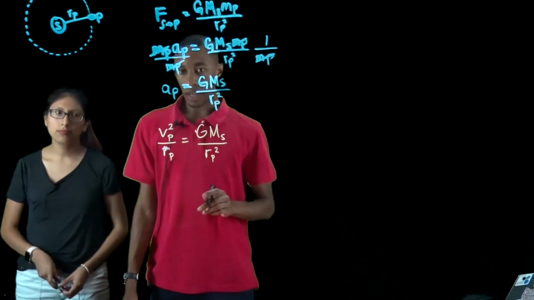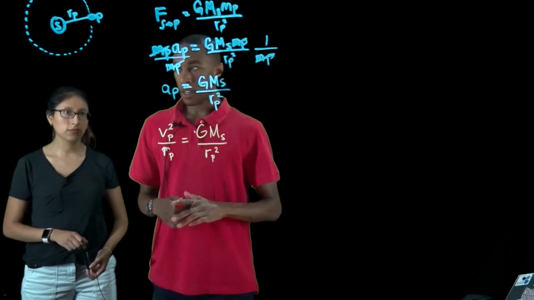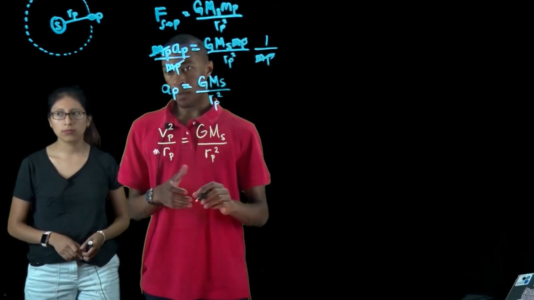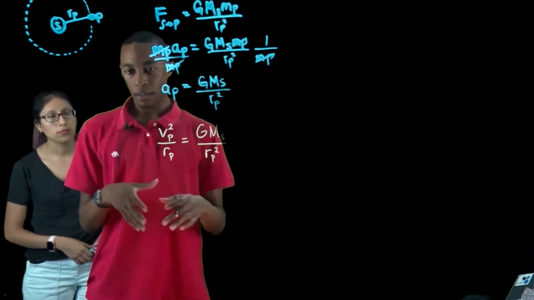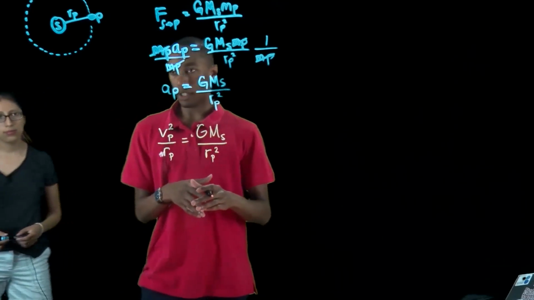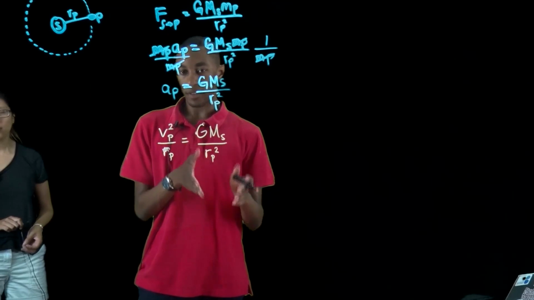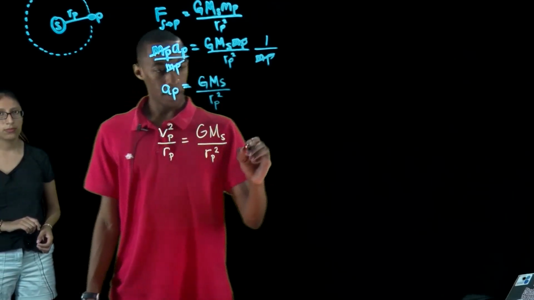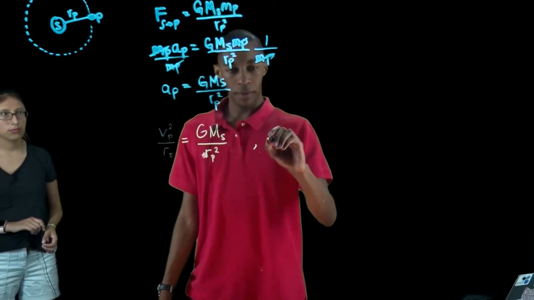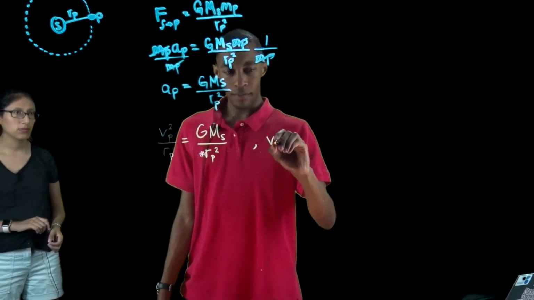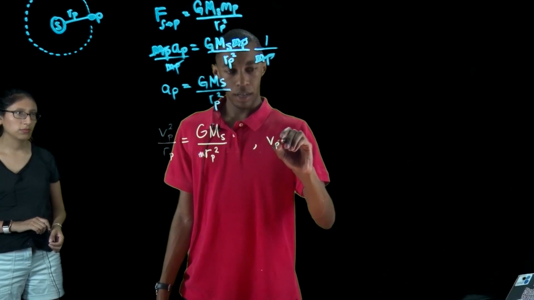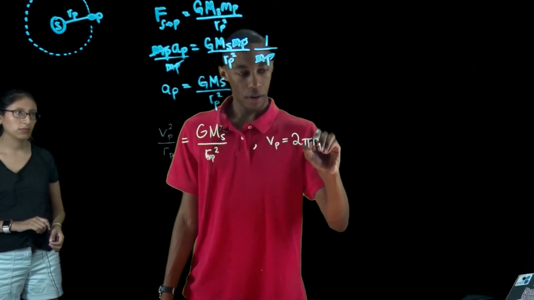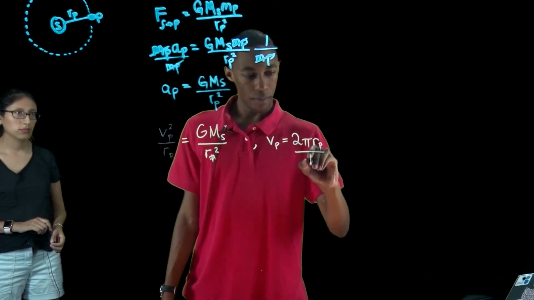And in the next step, we want to use the fact that the velocity of the planet is equal to this quantity related to the period. It's actually equal to 2 pi times the radius of the planet divided by the period. So I'll write here as a separate step that v of the planet is equal to 2 pi times r of the planet divided by the period.